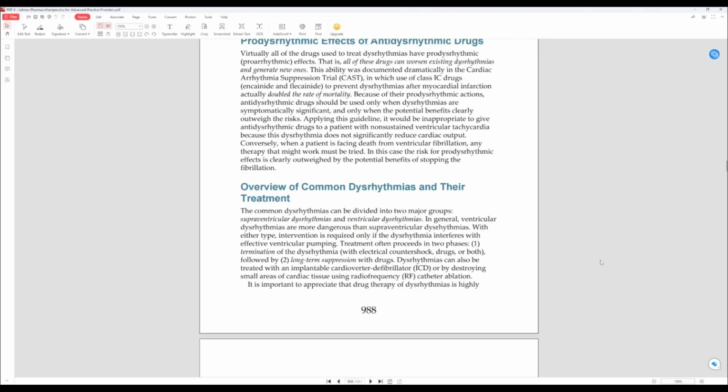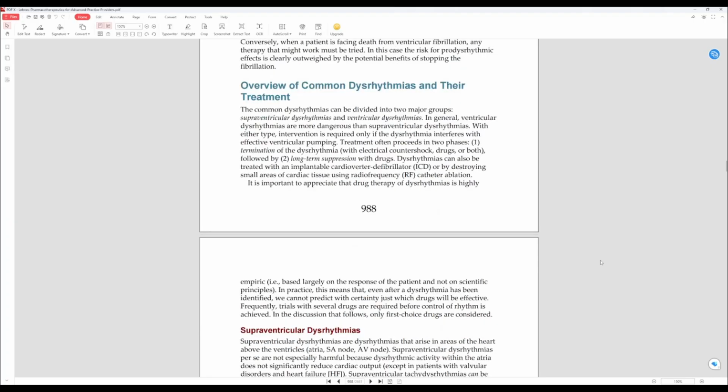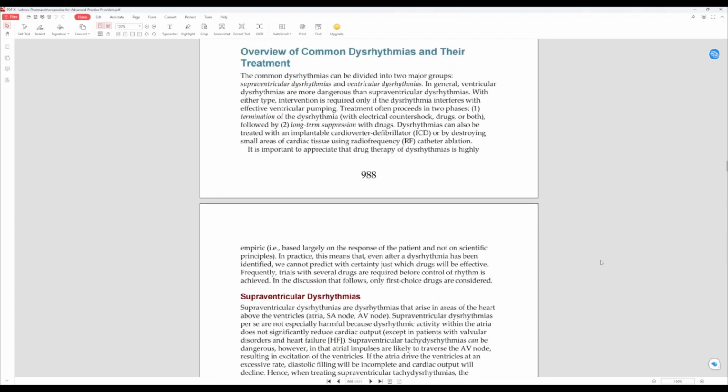Which brings us to the overview of common dysrhythmias and their treatment. The common dysrhythmias can be divided into two major groups, the supraventricular dysrhythmias and the ventricular dysrhythmias. In general, ventricular dysrhythmias are more dangerous than supraventricular dysrhythmias. With either type, intervention is required only if the dysrhythmia interferes with effective ventricular pumping. Treatment often proceeds in two phases: the termination of the dysrhythmia, followed by long-term suppression with drugs.